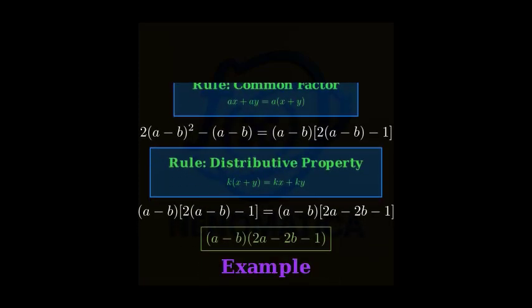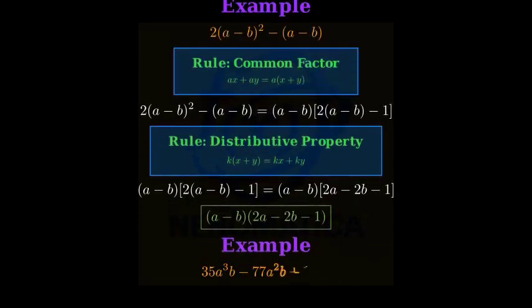Let's move on to our second example. We need to factorize the expression 35a cubed b minus 77a squared b plus 14ab. Looking at all the terms in this expression, we can see that they all share a common factor of ab. Let's identify this common factor and use it to factorize the expression.